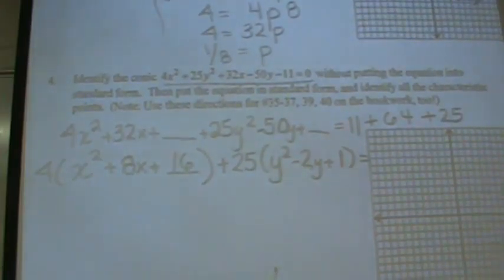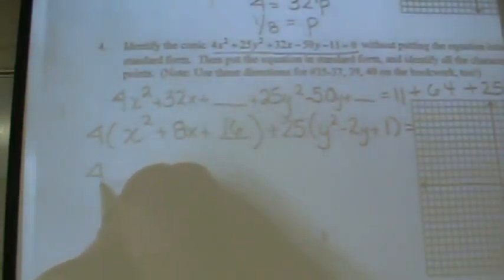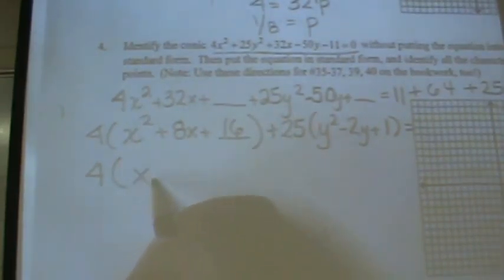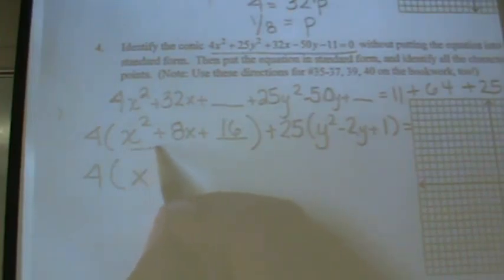All right, so now let's factor this completely. How does this trinomial factor right here? What does it look like when it's factored? Anyone? What's x squared plus 8x plus 16? How does this factor? Factor it.